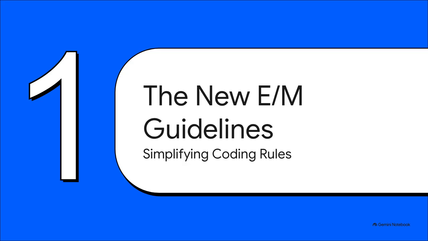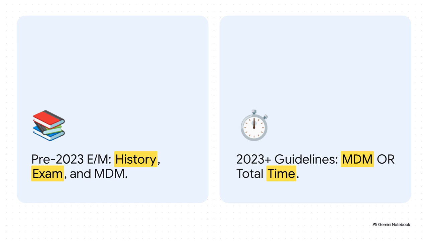Section 1, the new EM guidelines, simplifying coding rules. Before we get into the weeds, we have to acknowledge the historical struggles that medical coders and providers faced for literally decades before these recent structural shifts. Honestly, it used to be a complete nightmare of bean counting bullet points. Pre-2023, you were forced to weigh 3 separate tedious components: history, examination, and medical decision-making. And what did that lead to? Mostly just bloated, cloned notes just to hit arbitrary criteria.